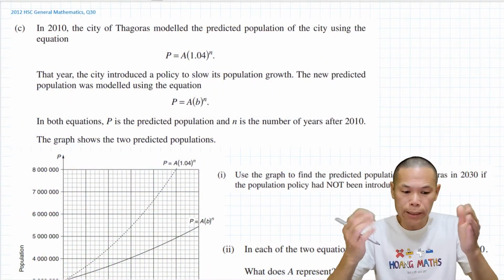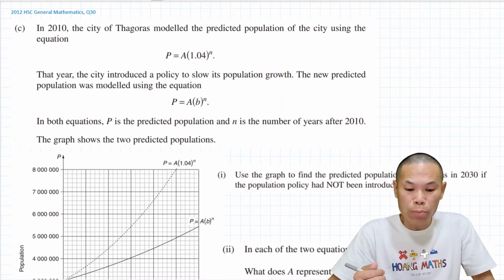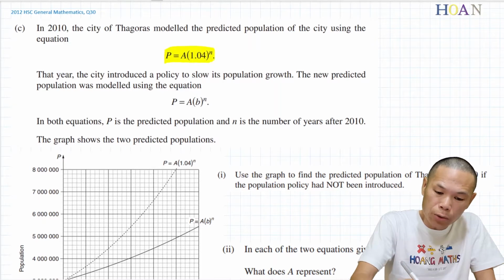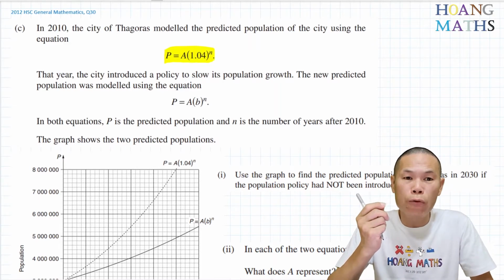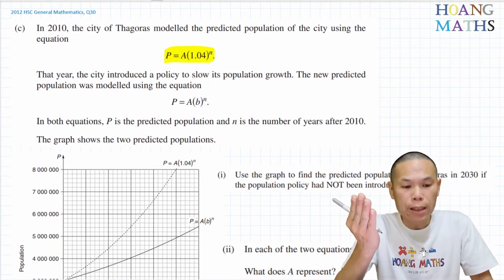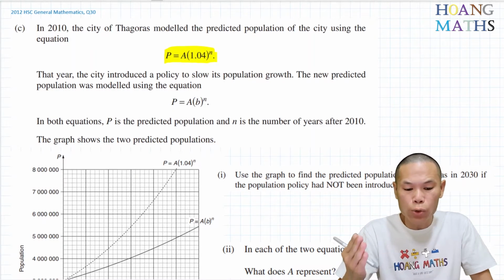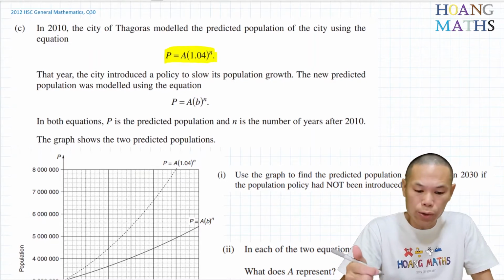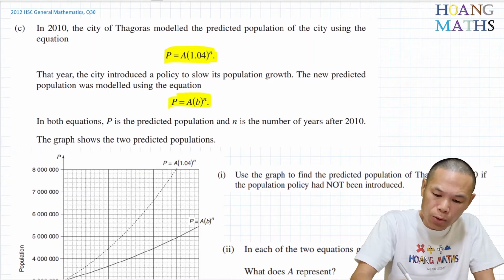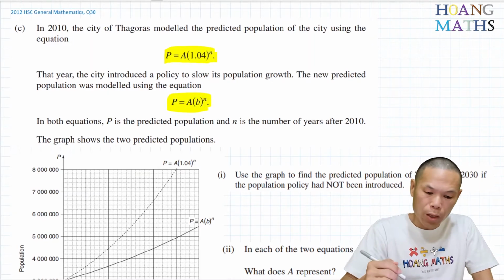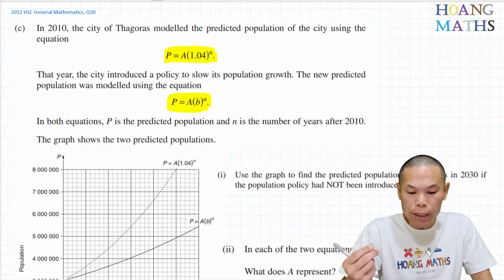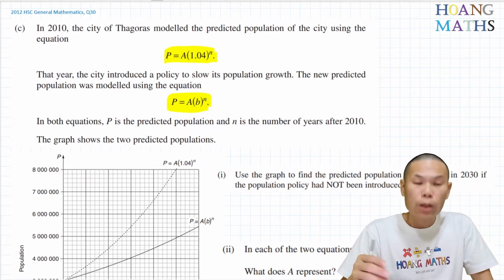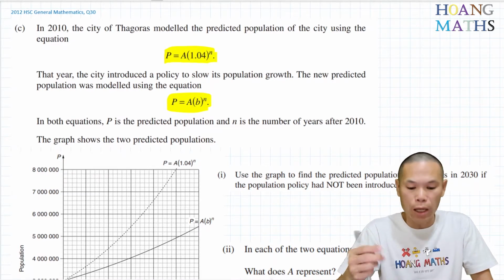In 2010, the city of Pythagoras modeled the predicted population of the city using the equation P is equal to I times 1.04 to the power of n. That year, the city introduced a policy to slow its population growth. The new predicted population was modeled using the equation P is equal to I b to the power of n. In both equations, P is the predicted population and n is the number of years after 2010. The graph shows the two predicted populations.